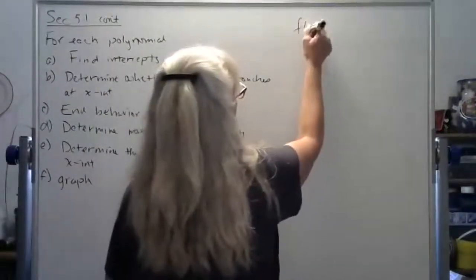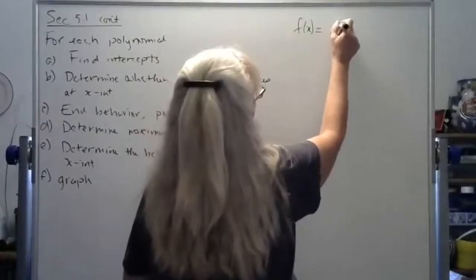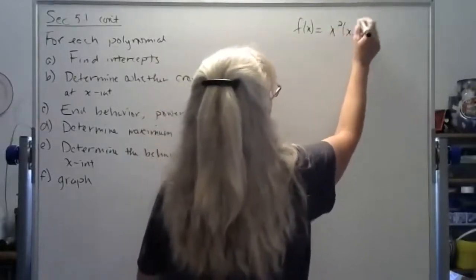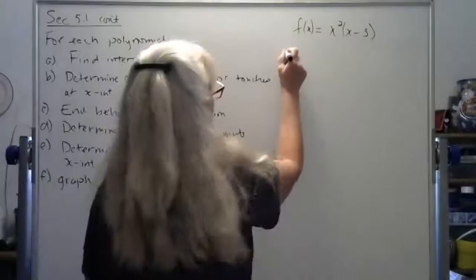So I want to graph the polynomial function f of x is equal to x squared times x minus 3. So x squared times x minus 3. So a nice little polynomial function. Not a lot of anything to it. It's fairly short. Okay, so what we want to do is walk through these steps, and then we'll erase the steps. So part A is to find those intercepts.